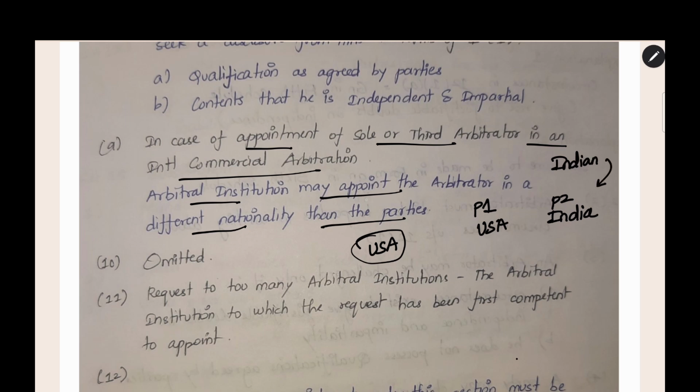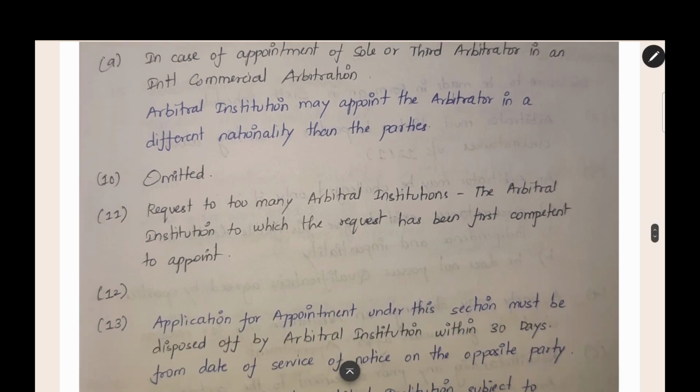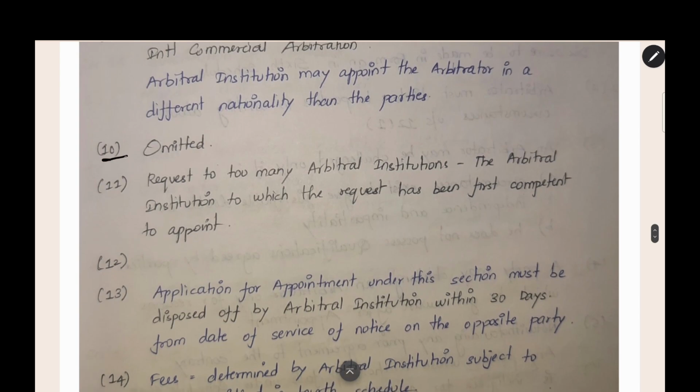So we have to appoint an arbitrator of a different nationality than the parties. Now you can appoint an arbitrator who is Australian. This will not cause any problem. He will be impartial and independent, and he will be neutral, and he will not go in favor of any party. The next point is subsection 10, which is omitted.